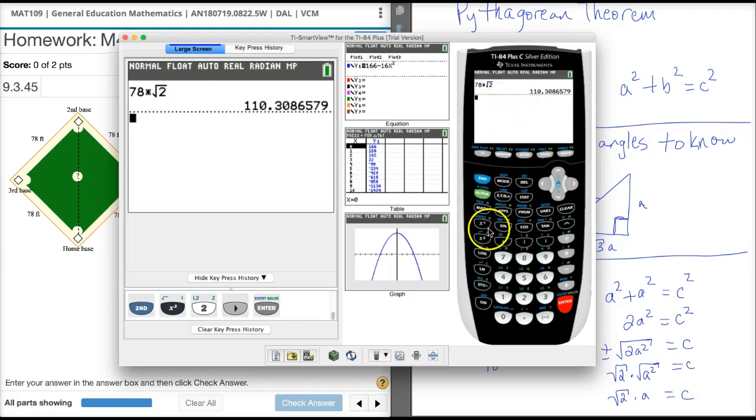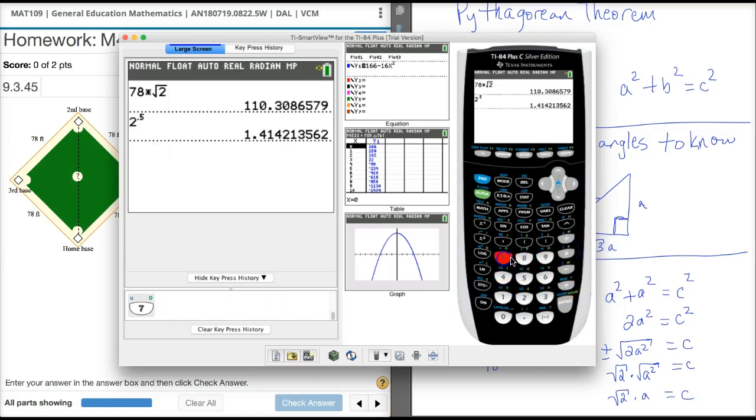Now, if you don't have this button here, then one thing that you could do is this. Square root of 2 is the same as 2 raised to the 1/2. So you could write this as 2 and then raised to 0.5. Get that answer, and then multiply that times 78, and you'll see that you get the same thing.